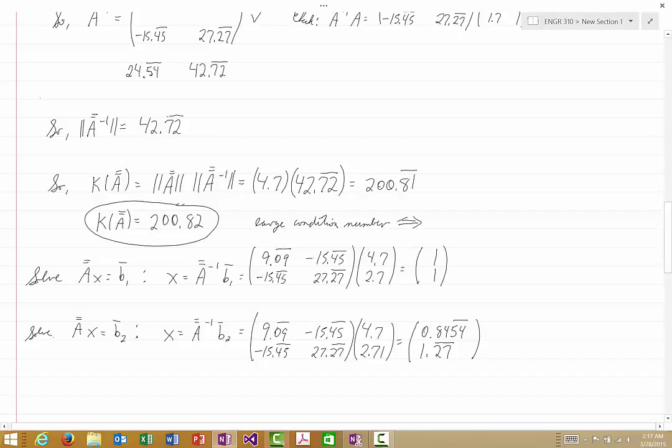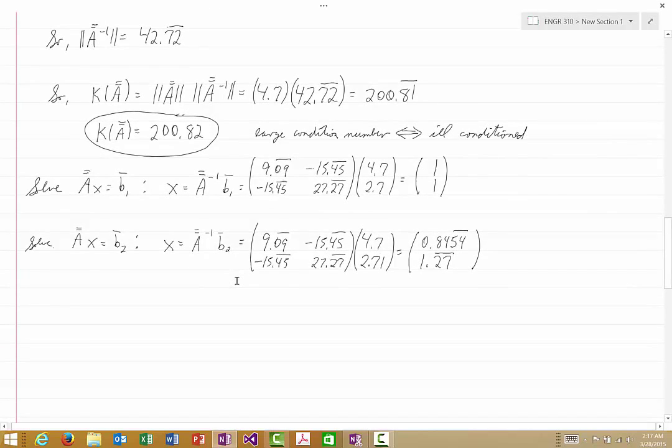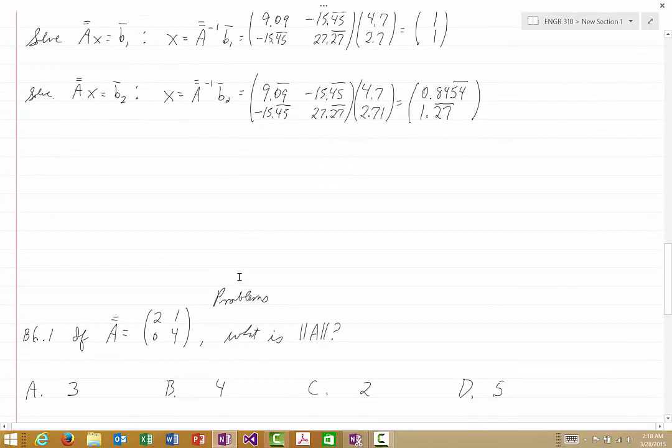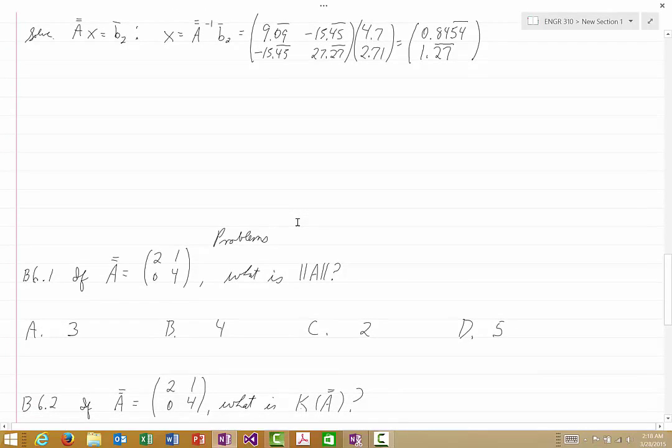is another way of saying ill-conditioned. And this is to say that small changes in the right-hand side vector here can lead to large changes in the solution vector. That's not a desirable situation in numerical problems, so this is something to be aware of. That finishes the concepts for this lecture, and now let's look at some problems.